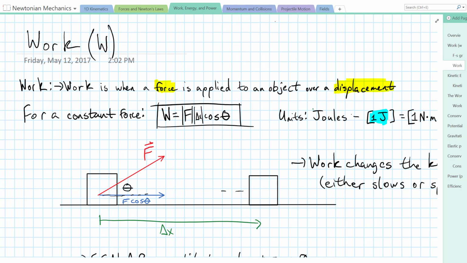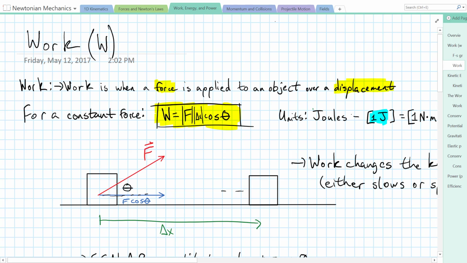So for a constant force, the way we define work is actually force times displacement times cosine of theta. F is the force, delta x is the displacement, cosine of theta is cosine of the angle between the force and the displacement. So another way you can think of work is multiplying F cos of theta times delta x, where F cos of theta is the component of the force that is parallel to your motion.